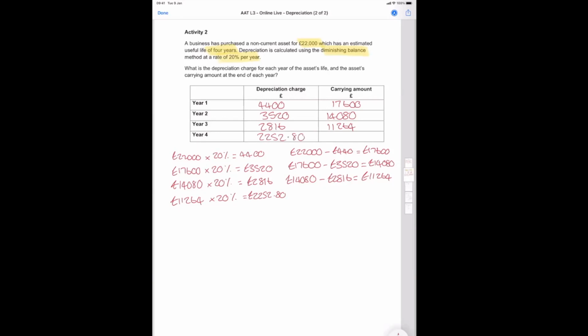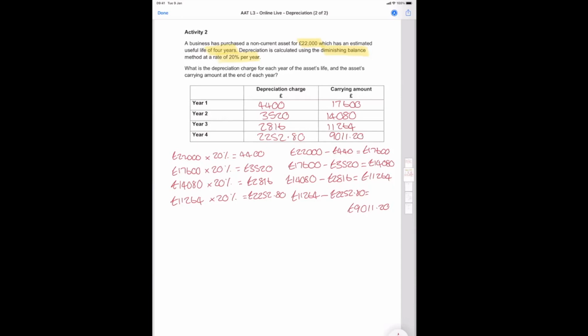And then this will give us a carrying amount of 11,264 minus £2,252.80 equals £9,011.20. Okay. So a slightly different method there.